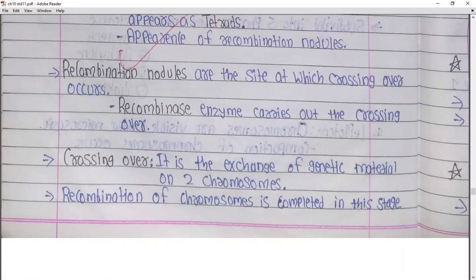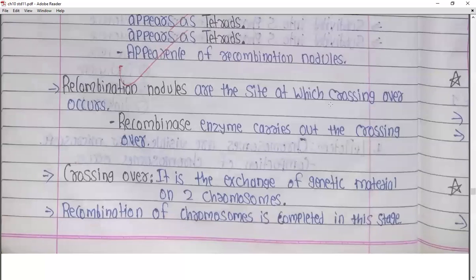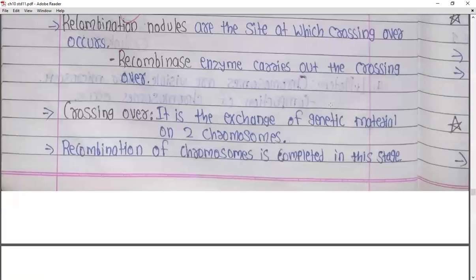So, as I said, it is going to pass the genetic material from one chromosome to the next chromosome. So we have two strands over here. From one strand, a part of the genetic material is being exchanged with the adjacent chromosome. In the same way, from the next chromosome, some of the genetic material is being passed to the previous chromosome. This way the crossing over takes place. So recombination of chromosomes is completed in this stage, the packaging stage.